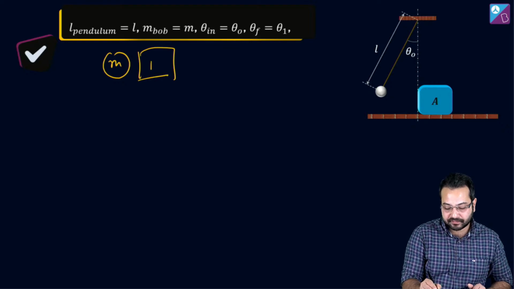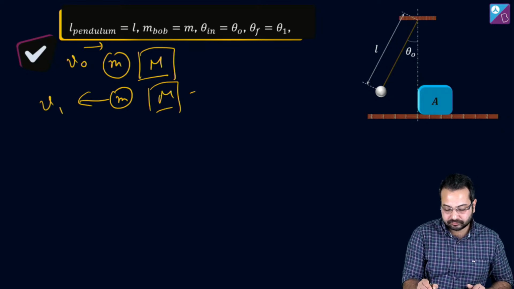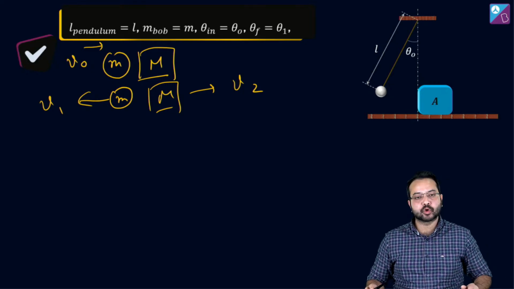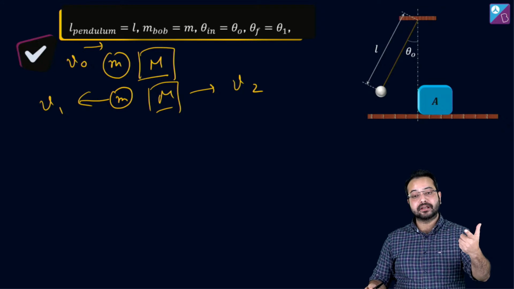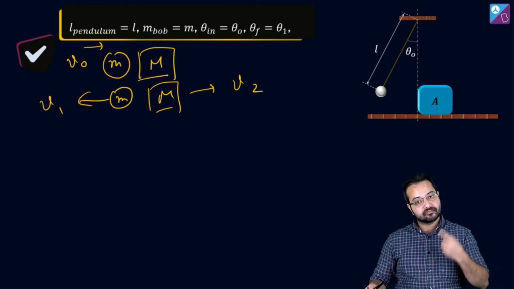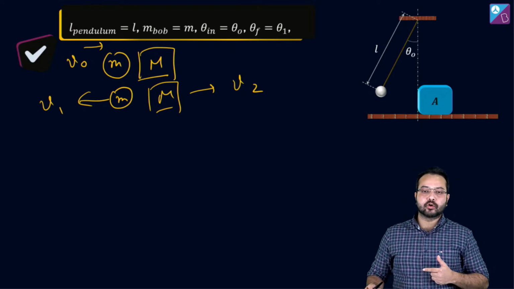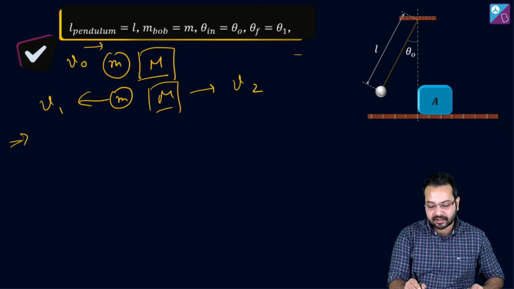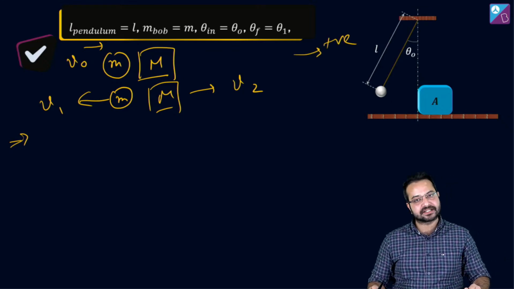And now we need to apply the concept of collision. All right, so let's start. How do we deal with collision? Number one, you apply conservation of linear momentum. That is the first thing you do. And the second thing you do is use the equation for coefficient of restitution. I'm taking the right side as positive. That's my choice.